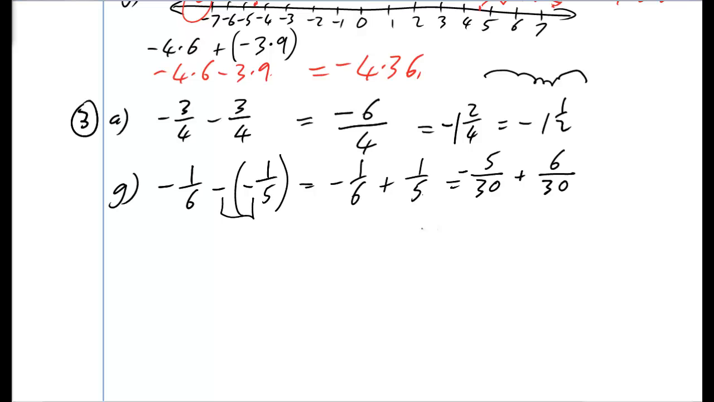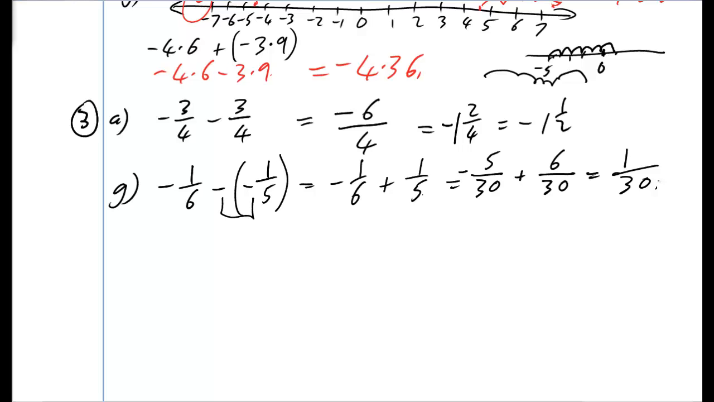All right, now we can work that out. Negative 5 plus 6 is 1. You're at negative 5 on the number line. Here's 0. You're at negative 5. You count up to the right 6. You end up with positive 1. So that'll be 1 over 30 is the answer. We'll do another one.